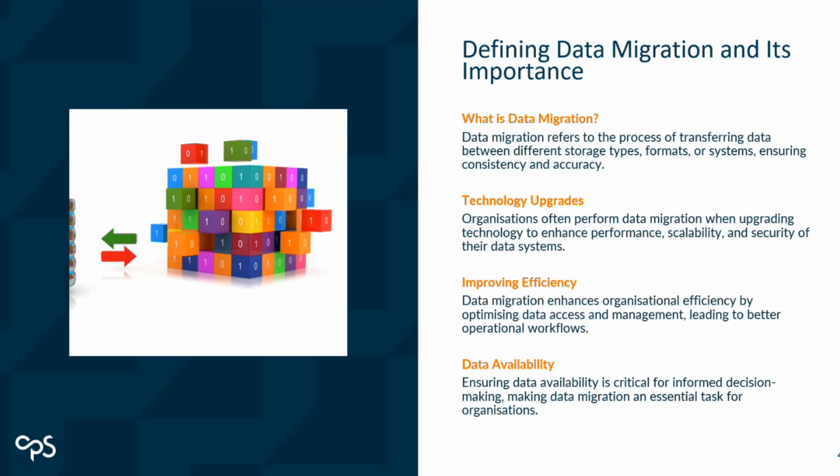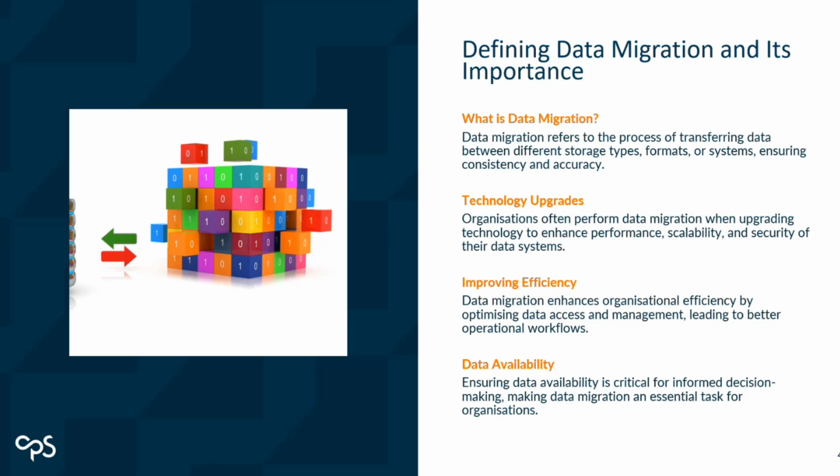Data migration is a critical process that involves transferring data between different storage systems, formats, or platforms while maintaining data integrity and accuracy. This is often necessary during technology upgrades, and in most cases, this is to improve system performance, scalability, and security. Security is a massive side now, where suppliers will cease support, functionality, or security updates. So therefore, the trajectory is to move on to newer and more cloud-based platforms.